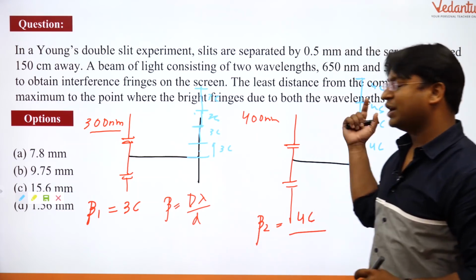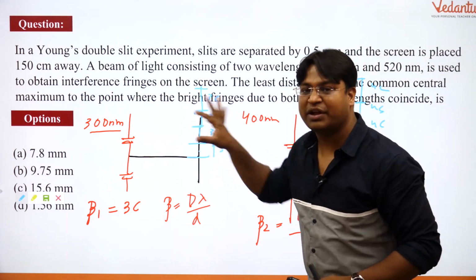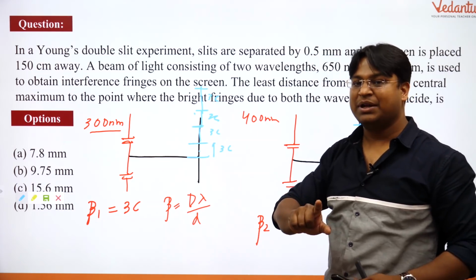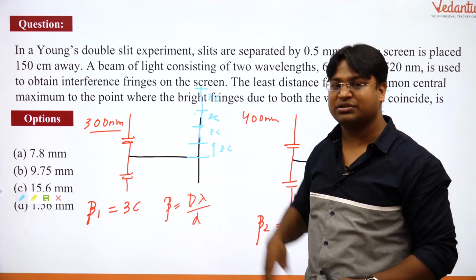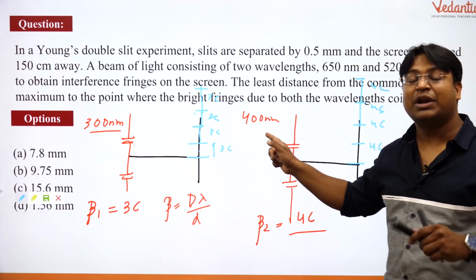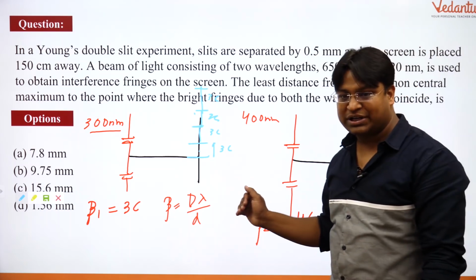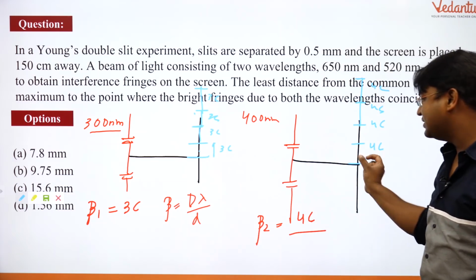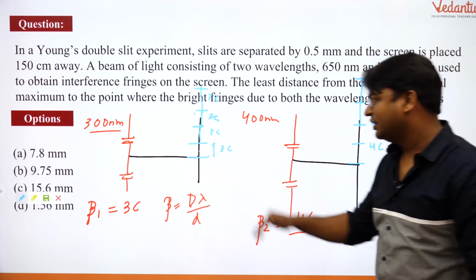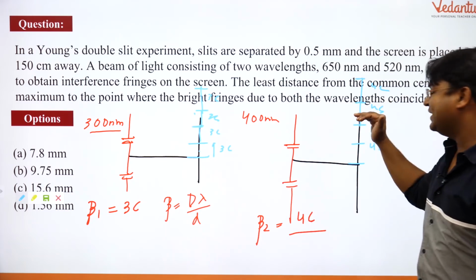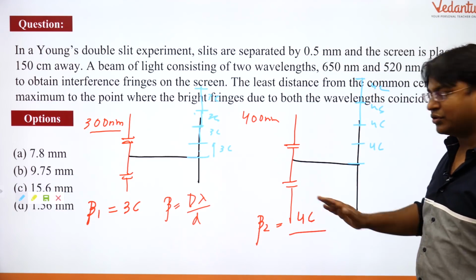Now we want to check which of the other maxima coincide. If these two wavelengths were used together in one setup, this wavelength would have given us maximas in these locations, and this wavelength in these locations. So all cannot coincide. Certainly the central one coincides, but the next one is at a height of 3C and this is at 4C, they will not coincide. Then 6C, 8C, not coincide. 9C, 12C, not coincide.